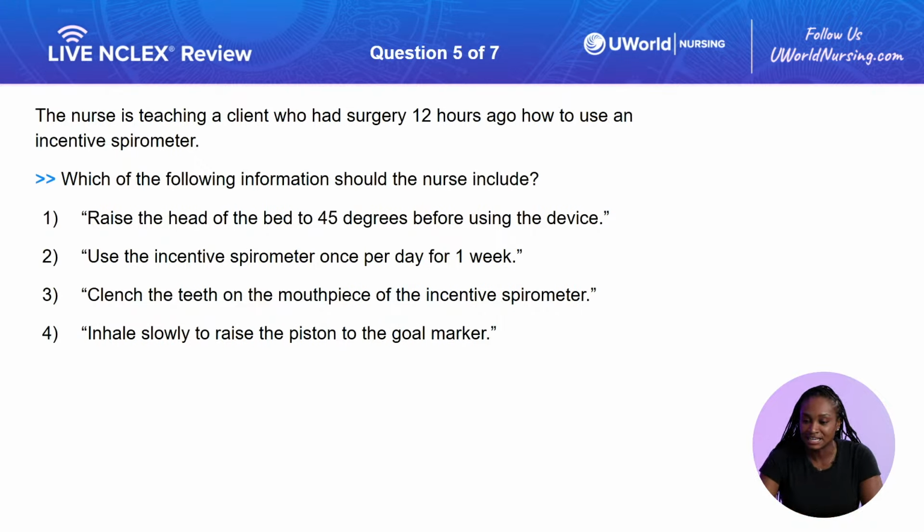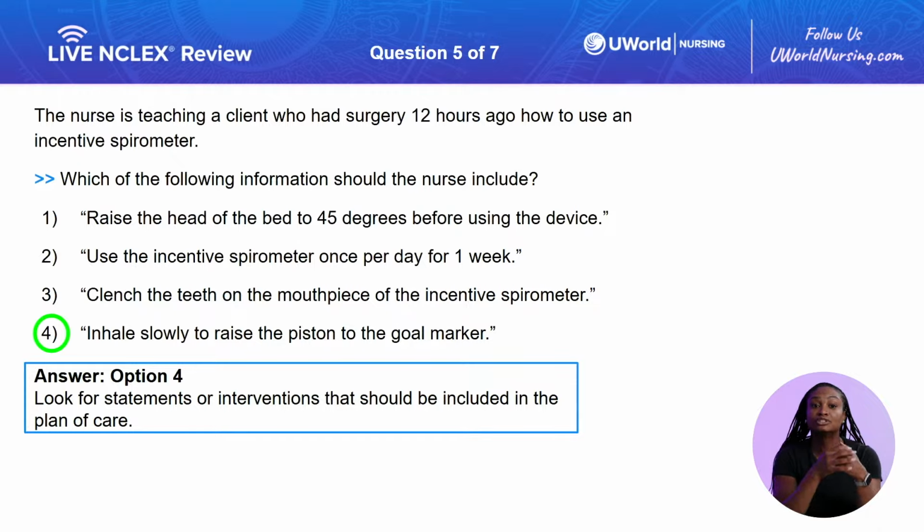Someone was asking, could I teach the process of elimination? That is a good way to go about these questions. So let's use process of elimination with this question. The correct answer would be option 4. But if we're using process of elimination, let's go back to the question. Which of the following information should the nurse include? Meaning this is a positively worded question, meaning we're looking for correct interventions or correct teaching points.